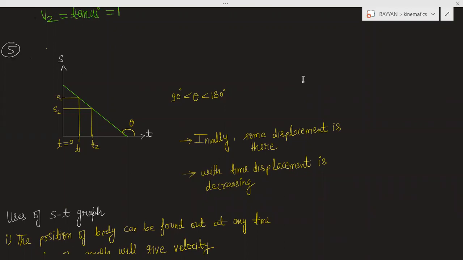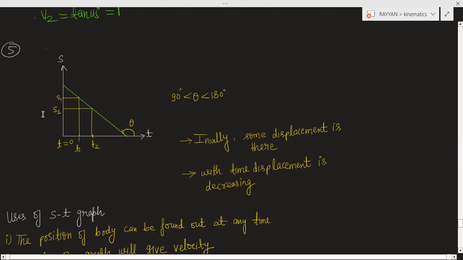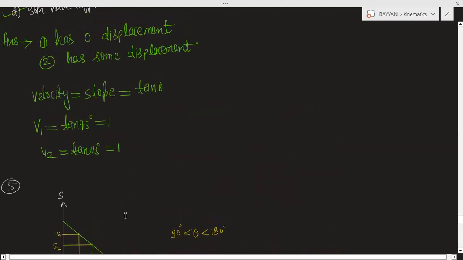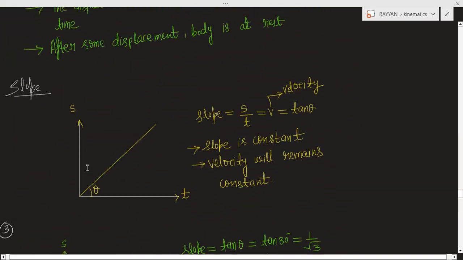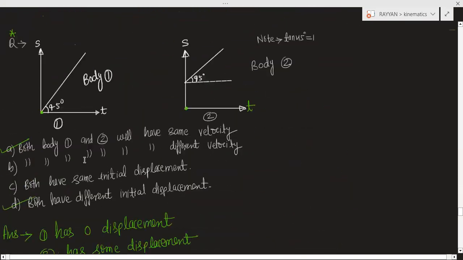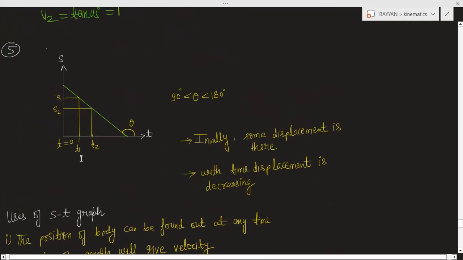Yes, sir. Should I start writing from number 5? Yeah, actually this is the graph that is included in the displacement-time graph. I have not completed this graph, so you should write from here, from the last class.